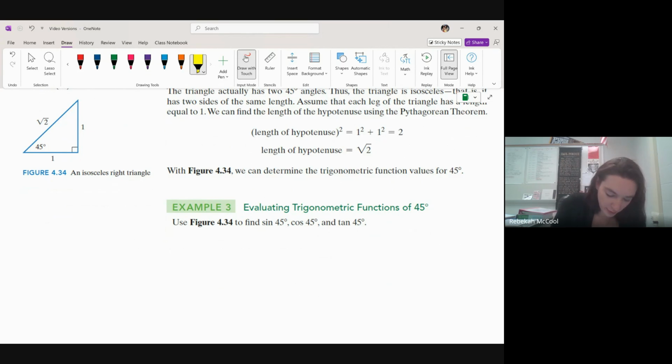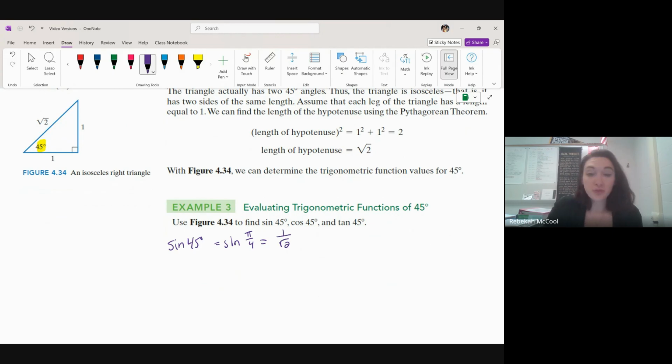But we'll use the one that's labeled. We're just finding sine, cosine, and tangent here. So sine of 45 degrees, which is the same thing as sine of pi over 4, is going to be our opposite 1 over hypotenuse, which is root 2. So again, if we were to rationalize, multiply by root 2 over root 2, we'd end up with root 2 over 2.